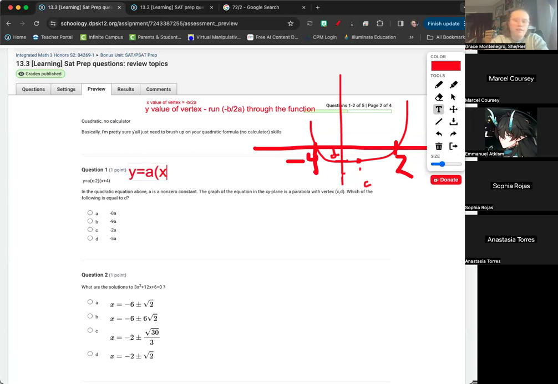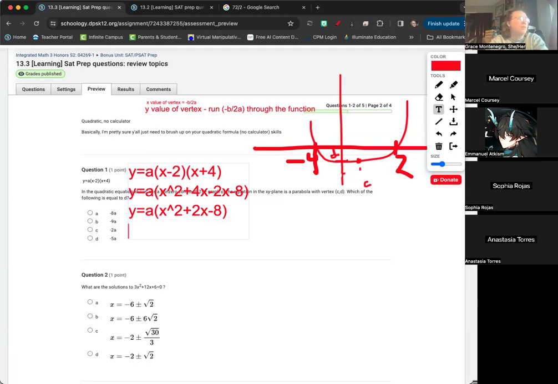Y equals a, x minus 2, x plus 4. X times x is x squared. x times 4 is 4x. Negative 2 times x is negative 2x. And negative 2 times positive 4 is minus 8. A is still times all of that. We're going to deal with a later. Now we simplify the middle bit. 4x minus 2x is positive 2x. We still have x squared. We've now combined the middle terms. We're now almost in general form.